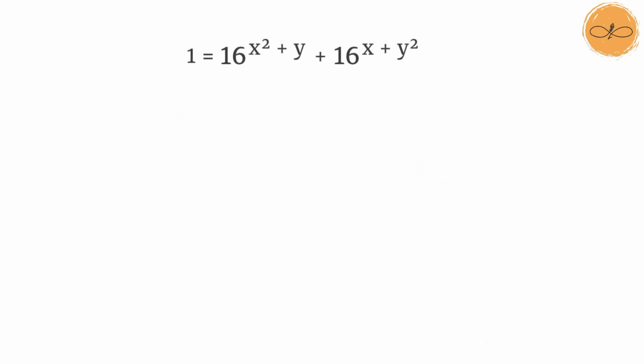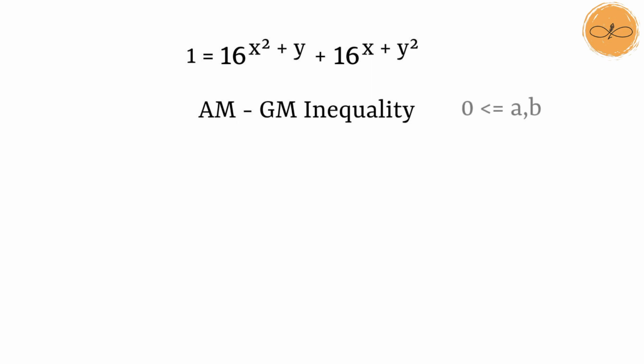So this is an extremely challenging problem. First thing to notice is for real numbers x and y, 16 to the power of some real number will always be a positive number, so these two terms we're adding will be greater than 0, therefore we can apply the arithmetic mean geometric mean inequality, also known as the AM-GM inequality, for non-negative numbers a and b.